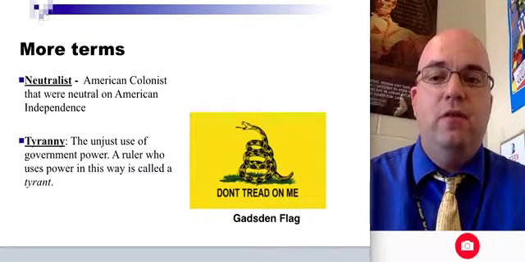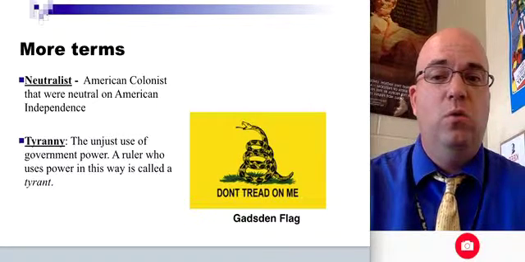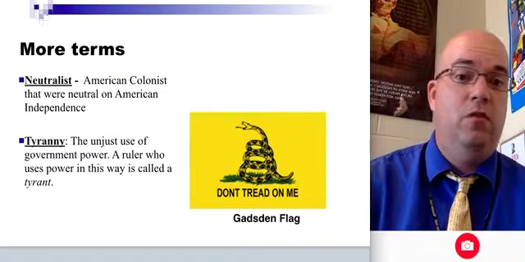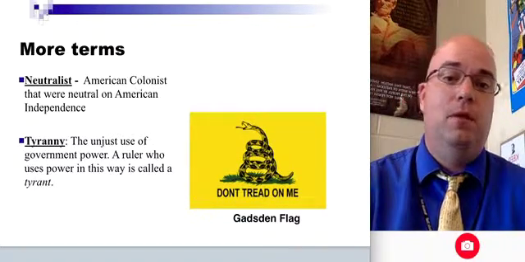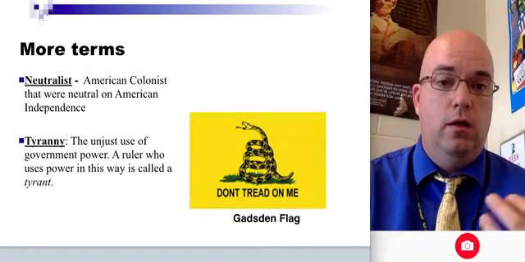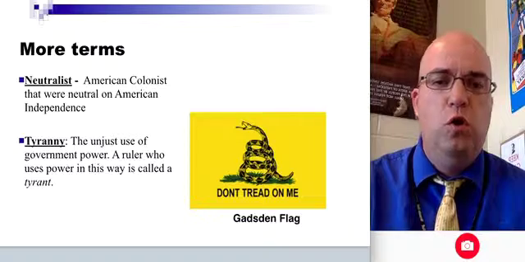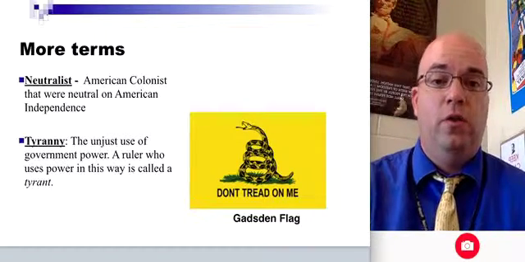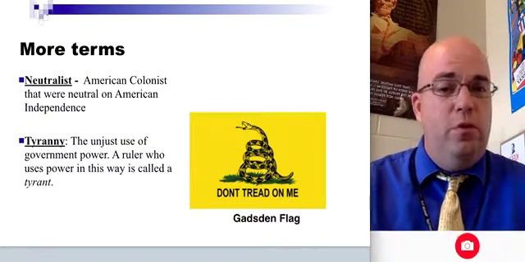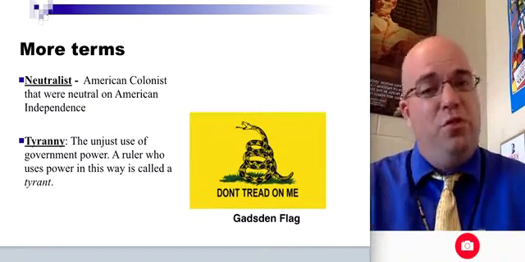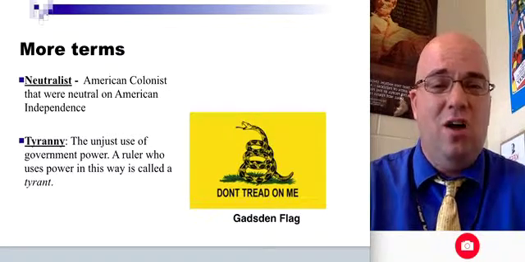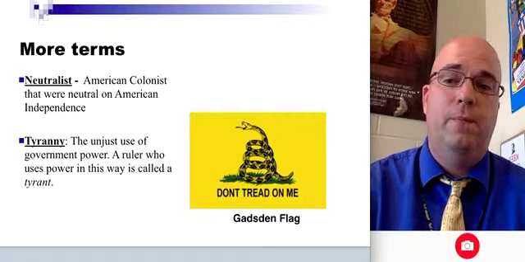Neutralists were the colonists who were somewhat in the middle. They weren't really sure which side to fall on, so they didn't know if they should join the Patriots or the Loyalists. We don't know specifically how many of the colonists fit these categories, but a good rough estimate is a third, a third, and a third. About a third were strong Patriots, about a third were strong Loyalists, and about a third were in that neutral category. But it really varies from colony to colony and even community to community.